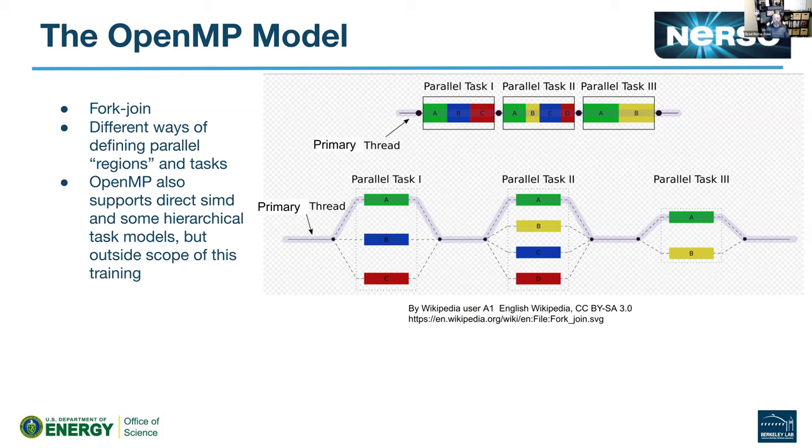So this is what is termed a parallel programming model. And the OpenMP model is that we can dynamically spawn threads and then join. And those threads can do independent things. So it's called fork join. There are different ways of defining the parallel regions and tasks. And then the OpenMP syntax also supports some SIMD directives and some hierarchical task models. That stuff's more advanced and outside the scope of this training session.